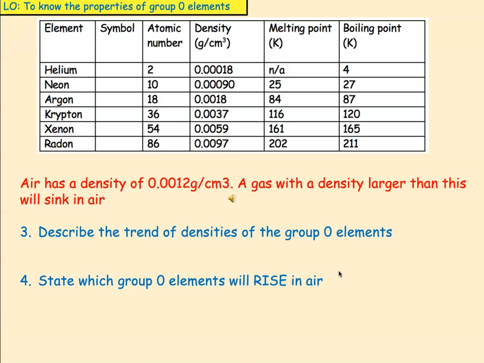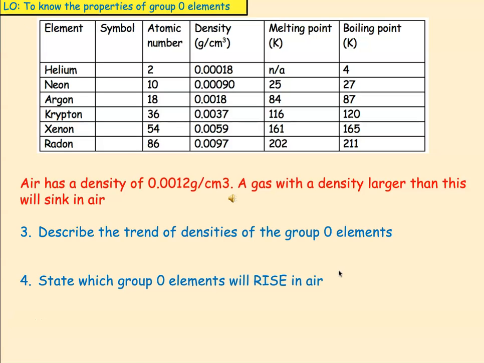Okay, so now we're going to look at the density. Air has a density of 0.0012 grams per centimetre cubed. Any gas with a density larger than this will sink in air, but anything lower than that would rise and float.